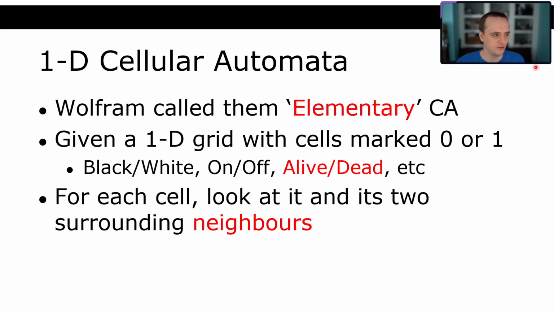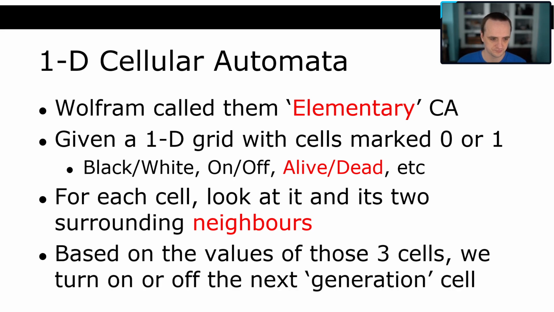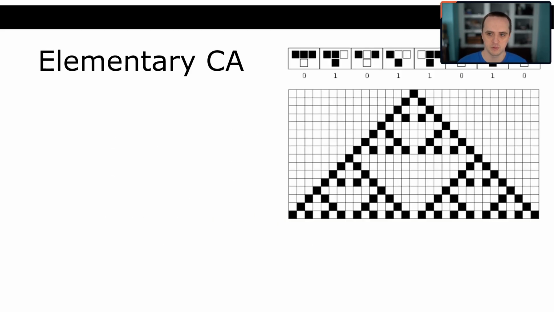For each cell in that array, you're going to look at that cell and the two surrounding neighbors. Okay, so you're looking at three cells. You're looking at yourself, you're looking at your neighbor to the left, and you're looking at your neighbor to the right. Based on the values of those three cells, we either turn on or off the next generation's cell. Okay, so let's look at how that works.